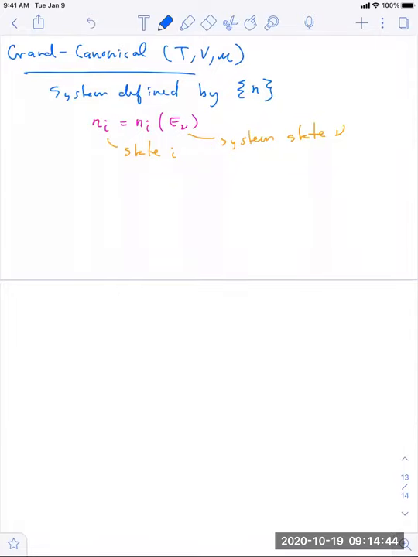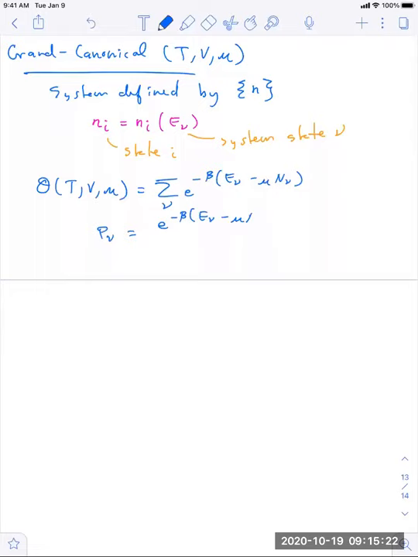So I can start by writing my partition function in terms of this system state. Summing over all states of the entire system, I know for the grand canonical ensemble, that's the exponential of minus beta times the energy of that state, minus mu times the number of particles in that state, where mu is the chemical potential. Then I can write the probability of being in that overall system state nu as just the exponential of that quantity divided by the partition function.